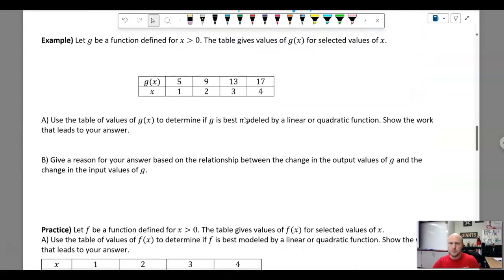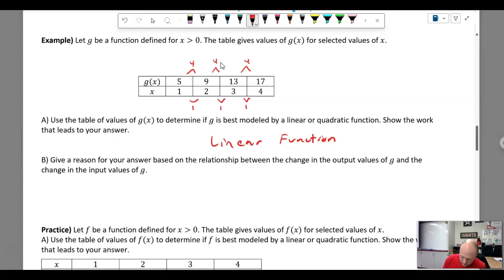Here's example number 2. Let g be a function defined for x greater than 0. The table gives values of g of x for selected values of x. So let's go ahead and analyze this one. What you should notice about this, they are kind of trying to trick you here. Your x and your output values are flipped. So your x values are increasing by 1. Output values, I'm adding by 4, adding by 4, adding by 4. Hey, my rate of change is constant. So that means that this is a linear function.